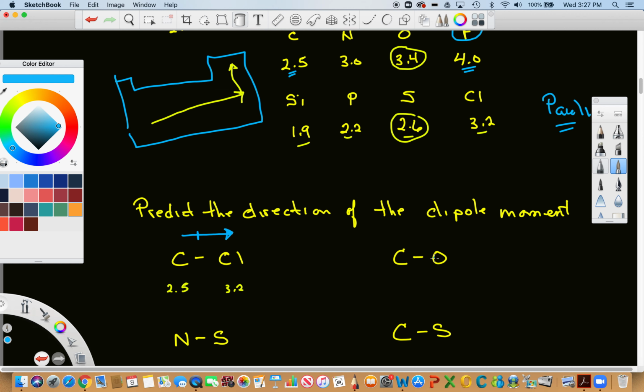So if we have a carbon-oxygen bond, carbon is still 2.5. Oxygen is 3.4. The electrons are going to be pulled closer to the oxygen. Oh, and I forgot, remember when they're pulled that direction, that means that chlorine is going to be slight negative. And that's going to make the carbon a slight positive. Oxygen's going to be a slight negative. Carbon's a slight positive. So if we do this next one down here, nitrogen and sulfur.